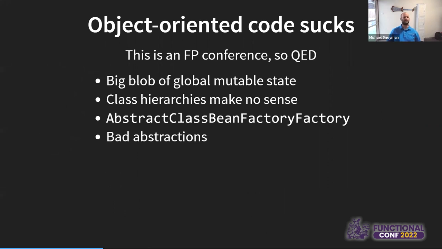Class hierarchies make no sense. Any one of us who went through learning Java or C++ at some point, you remember learning about how an animal class has subclasses of cat and dog, and you tell them to speak and they say meow and woof, but none of that actually makes any sense in real life code. It's a weird example that doesn't actually add up to real life. We also know that Java does ridiculous funny things like abstract class bean factory factory, and OOP encourages really bad abstractions. And all of these are things that FP does way better than OOP. And that's why we hate OOP and why we've moved on to better paradigms like functional programming.